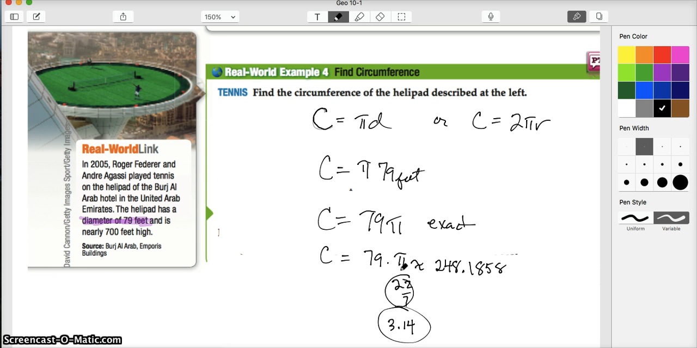Does that make sense? All right, I hope it does. We don't need all of those decimals, so I'm just going to say 248.2. So that's approximately the distance around this helipad.